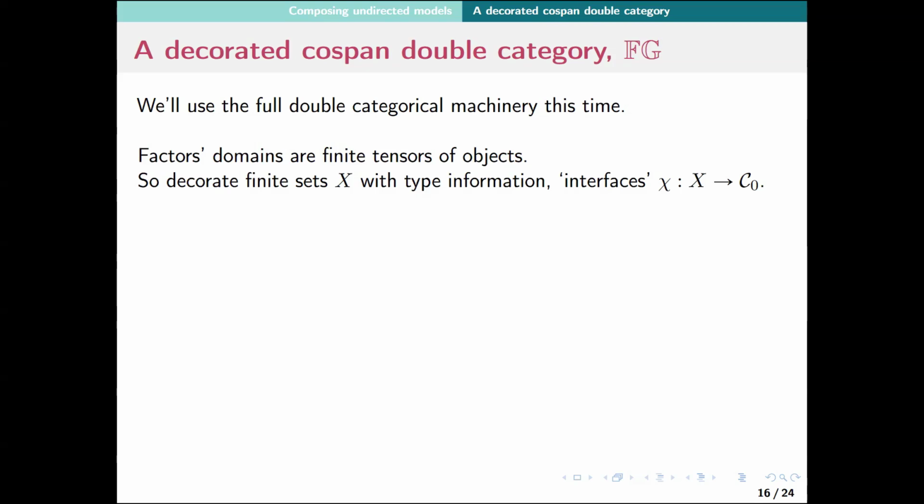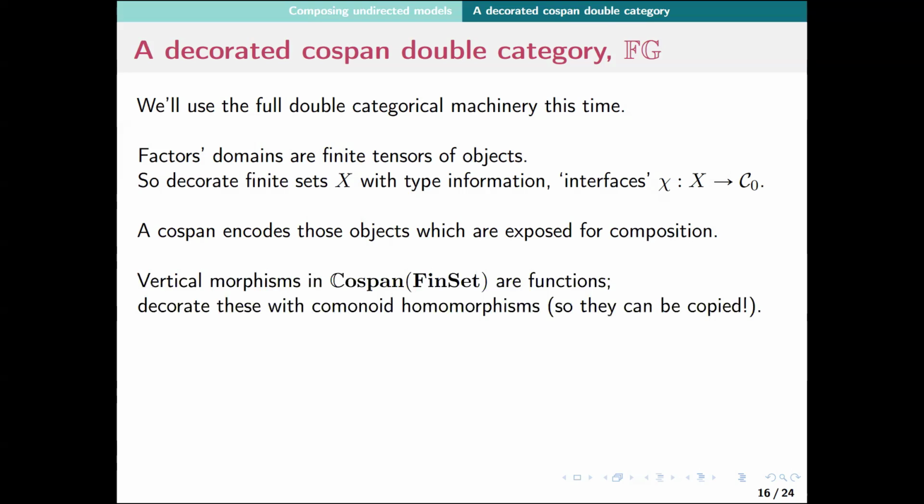Okay, so the domains of these factors are finite tensors of objects. We take finite sets, and these are going to represent indexes of my objects, and I decorate them by type information, which are just functions into the objects of some category. And then a co-span encodes which objects are exposed for composition. So then we've got a double category of co-spans. The vertical morphisms are just functions. I decorate these with comonoid homomorphisms in the category that I'm starting with, where the factors live. So these are deterministic functions, and we need this homomorphism property so that it can be copied, because I want to do copy composition along these vertical morphisms.